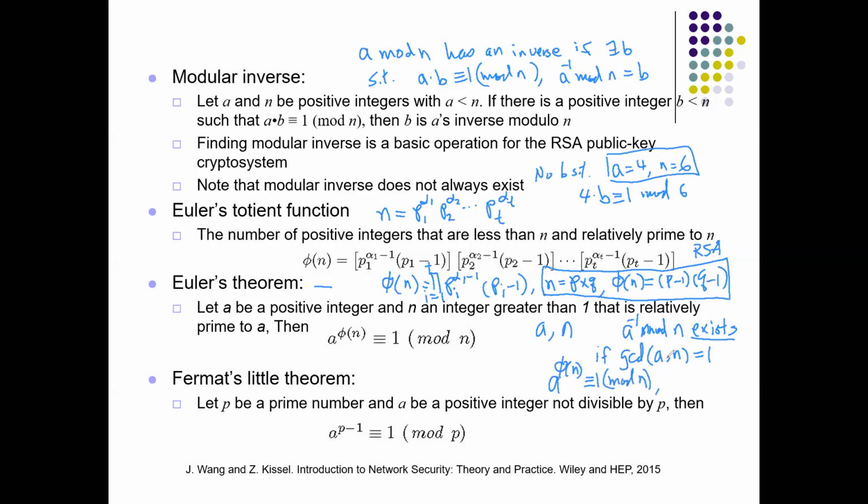That means, i.e., a inverse mod n is equal to a to the phi of n minus 1 mod n. Okay, so that is Euler's theorem.